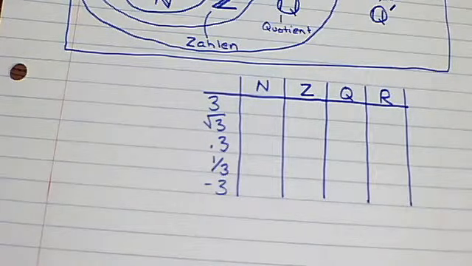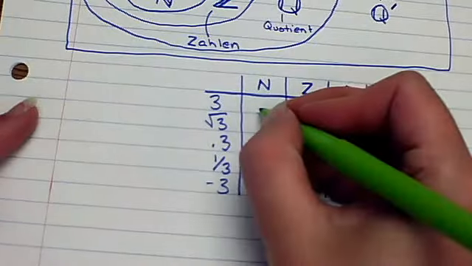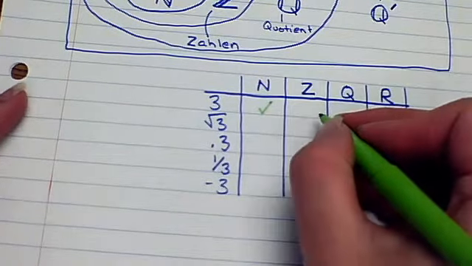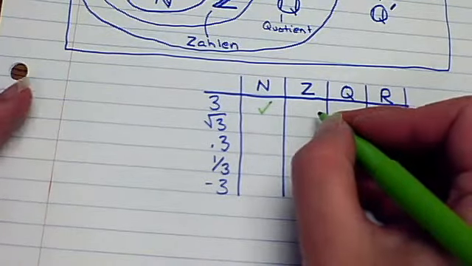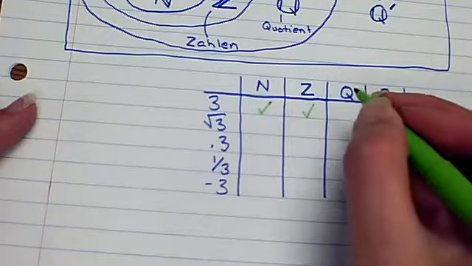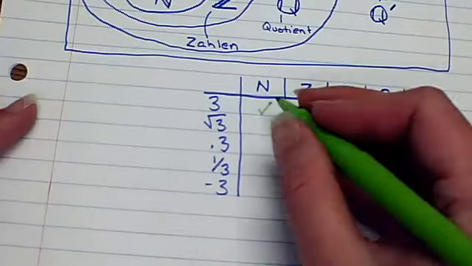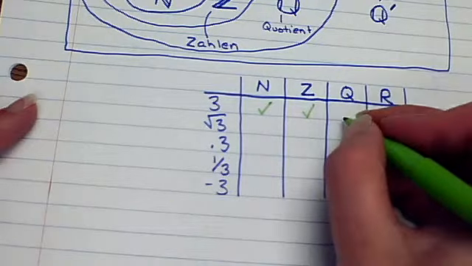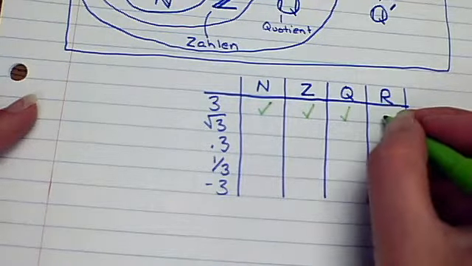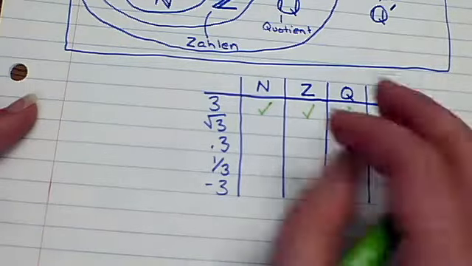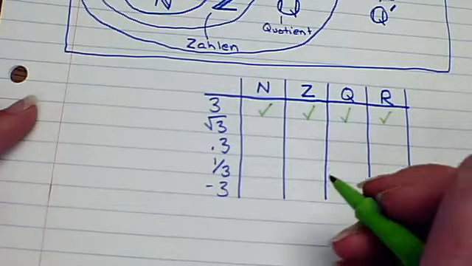Okay, so the number 3, is that a natural number? Well, yep. Is it an integer? Can I represent it as a fraction? Sure, 3/1. Oh, I'm sorry, integer. It is in the integers. Can it be represented as a fraction? Yeah, 3/1. Is it a real number? Yeah. All of these live inside the real number world.